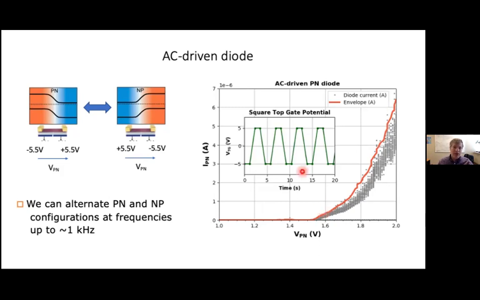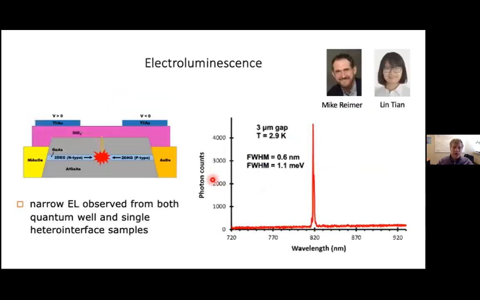Now the data shown here is for a very slow alternating AC frequency. But we've actually been able to do this up to roughly 1 kilohertz. So we can swing the top gate voltages from +5 to -5 volts and do this AC driving up to 1 kilohertz, which is pretty fast. And that's really just limited by the parasitic capacitance of the device.